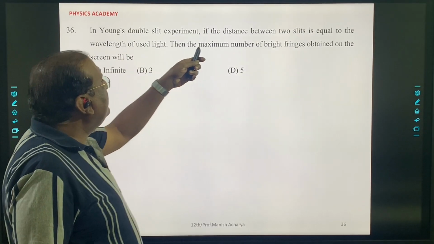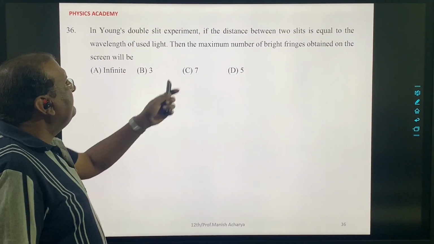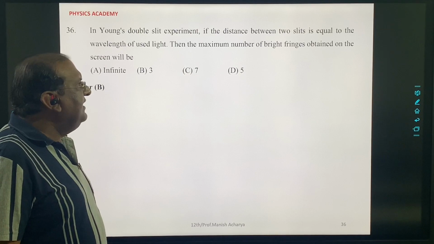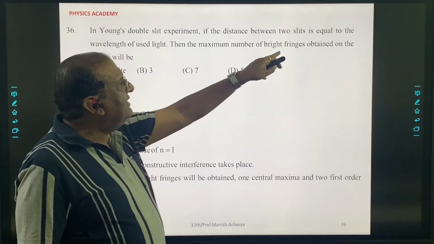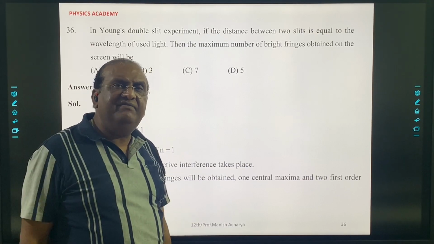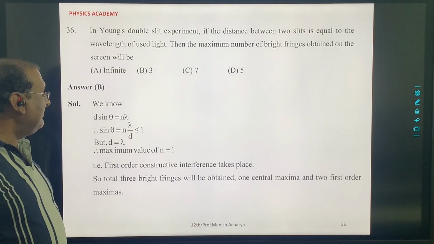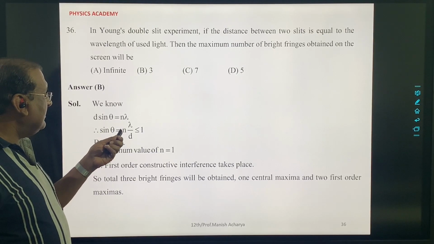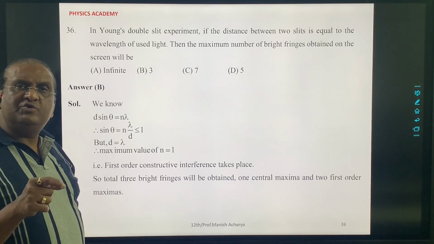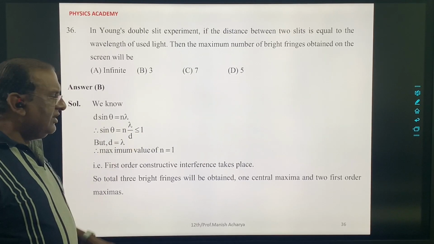Now question number 36. In Young's double slit experiment, if the distance between two slits is equal to the wavelength of used light, then the maximum number of bright fringes obtained on the screen will be how much? Now see, we want the maximum number of bright fringes. It implies that we have to think about the condition for constructive interference. So for constructive interference, d sin theta equals n lambda, means sin theta equals n lambda by d. Now we know this thing, the value of sin theta should be less than or equal to 1.